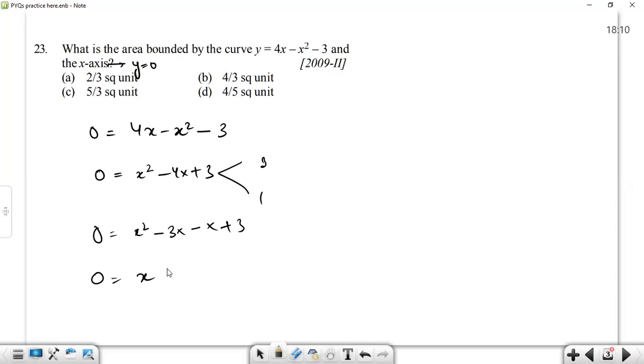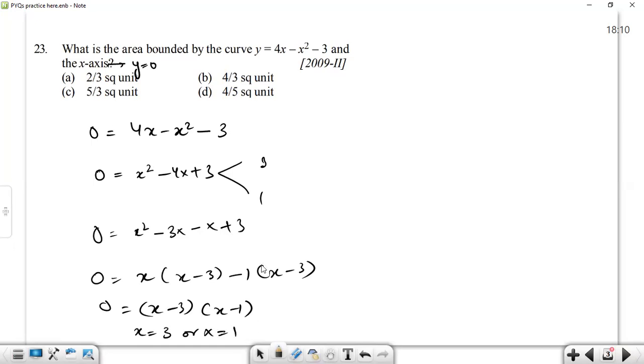Now taking x common, x minus 3, taking minus 1 common, x minus 3. Now taking x minus 3 common, x minus 1. So the roots are x equals 3 or x equals 1 for both. So now we have intersection points 1 and 3, and for these y equals 0. So there are two intersection points.